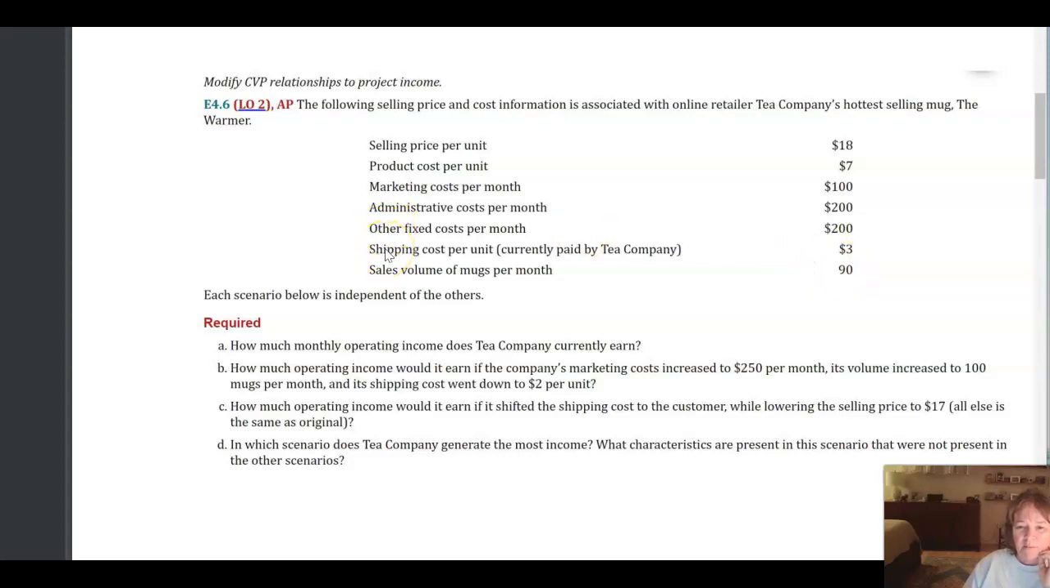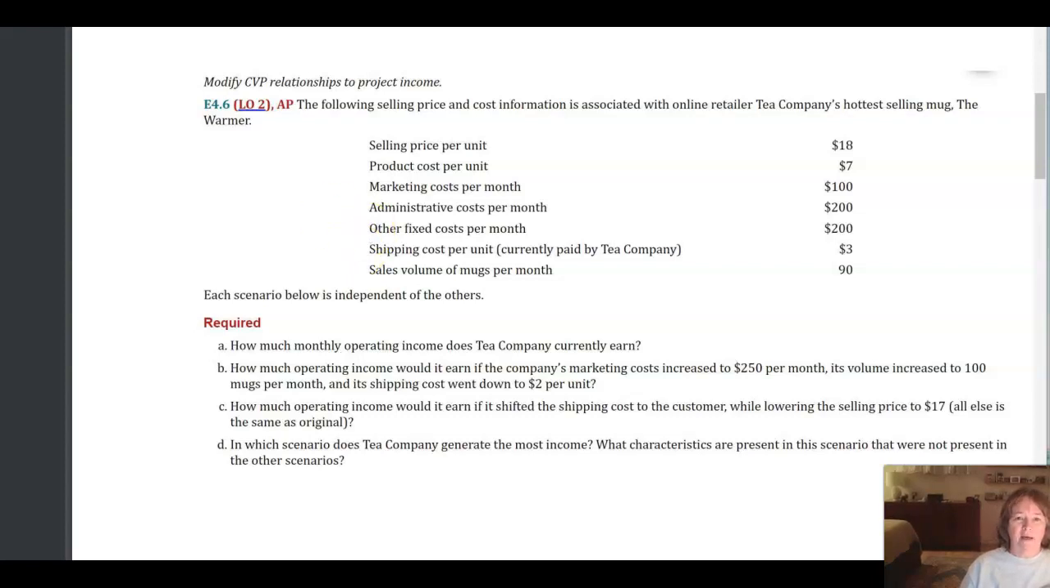And then the shipping cost per unit, that's paid for by the company. And what they want you to do is prepare a contribution format income statement with different assumptions, and the assumptions differ with each requirement here. So the first question is, how much monthly income does T Company currently have?